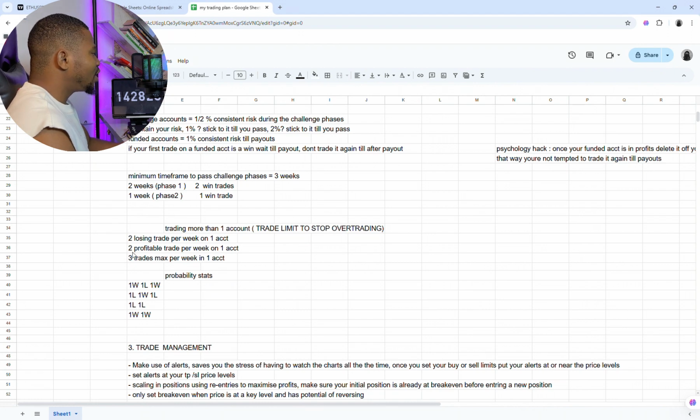Right? So we have the same thing for 2 profitable trades. 2 profitable trades per week. If I have 2 profitable trades in a week, that means I will be passing an account, except if I'm in a drawdown. But that should actually bring it up to a sustainable percentage.